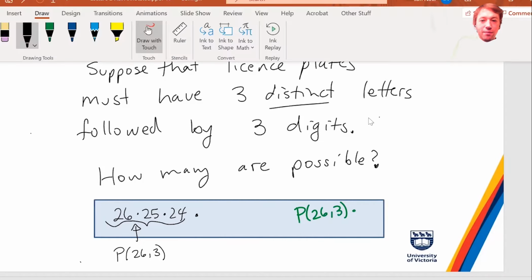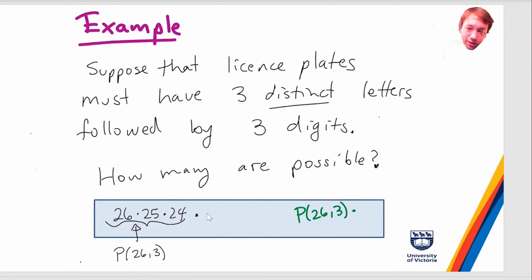But that's a very good point in the chat. I didn't say that the digits have to be distinct. So for the digits, actually, they could all be the same. It doesn't matter. So that's just a string of length 3. So that should have been 10 to the 3. Thank you for that. Please do point out when I make mistakes here, because it will happen.